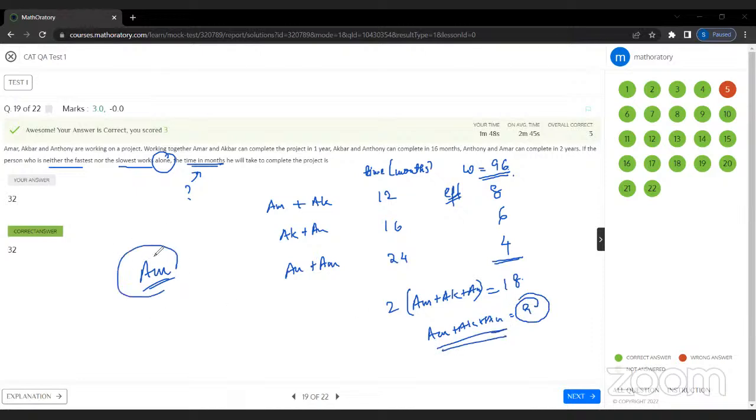What do we need to find? Amar's efficiency. So now notice this one. This is Akbar plus Anthony. They have efficiency of 3. So we'll do 9 minus 6. So I'll get the efficiency of Amar. So Amar's efficiency is 3. What is the total work that we have taken? 96. So we need to complete 96 with an efficiency of 3 units per day. That will take 32 days.